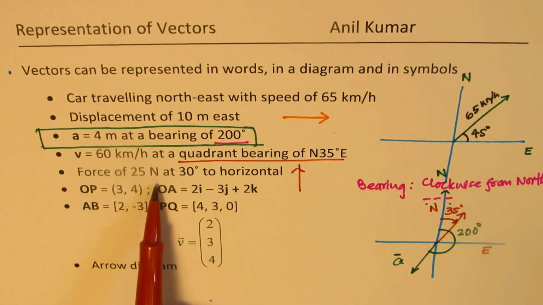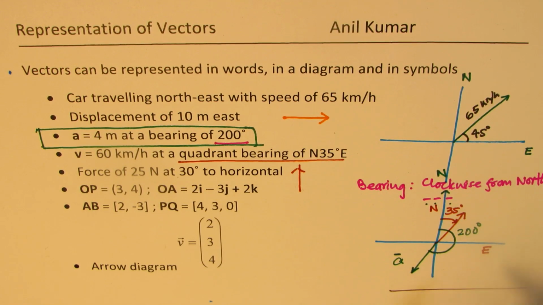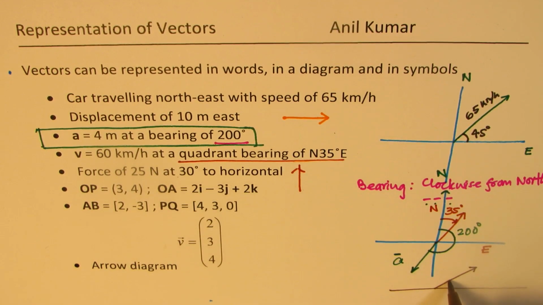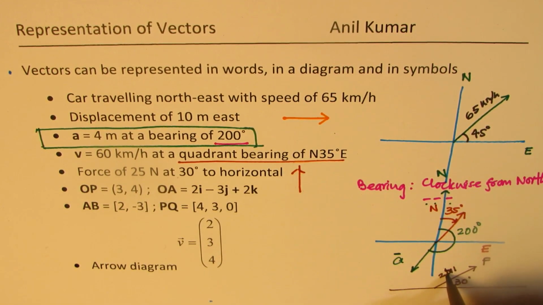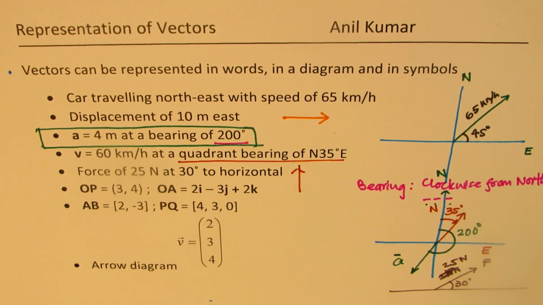Force of 25 newtons at 30 degrees to the horizontal. So at times we also show vectors with horizontal. So it could be, for example, shown like this. So this is your horizontal plane and that vector. So this is at 30 degrees to horizontal, a force which has a magnitude of 25 newtons. Does it make sense to you? So that is how you could represent this particular vector with horizontal.